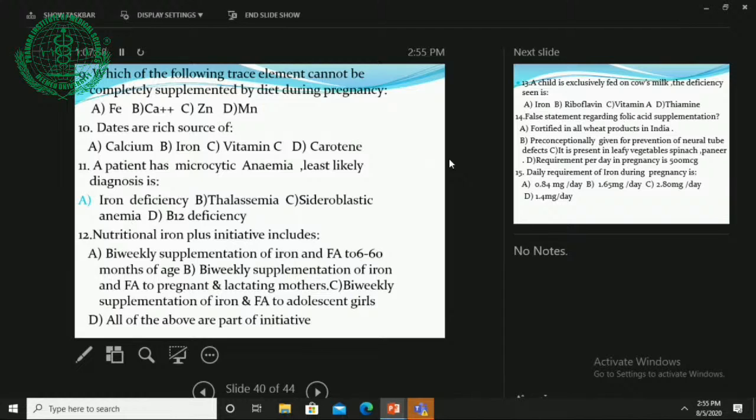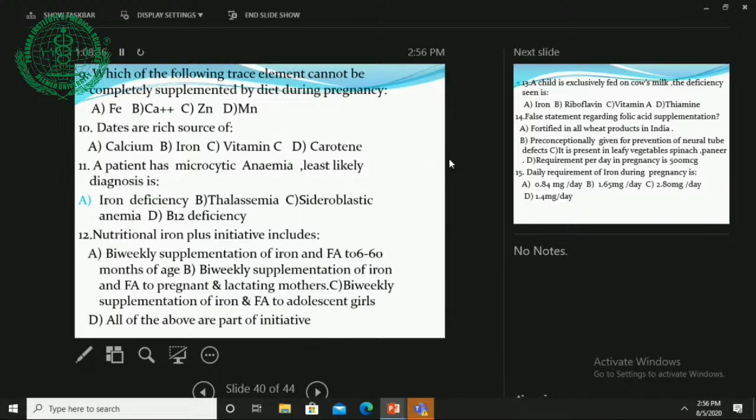Then tenth MCQ: dates are rich sources of calcium, iron, vitamin C and keratin. So the answer is iron. Dates are a rich source of iron. Eleventh MCQ: patient has microcytic anemia, least likely diagnosis is. Here you get microcytic anemia in iron deficiency, thalassemia, sideroblastic anemia. So the answer is B12 deficiency, because there you get macrocytic anemia.